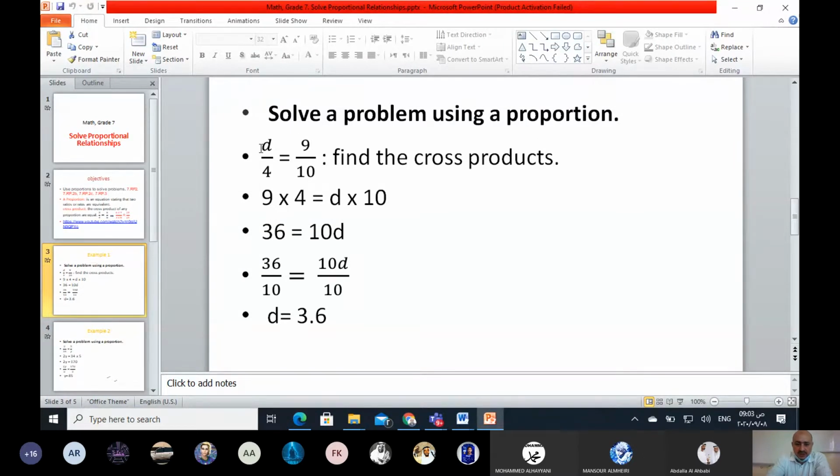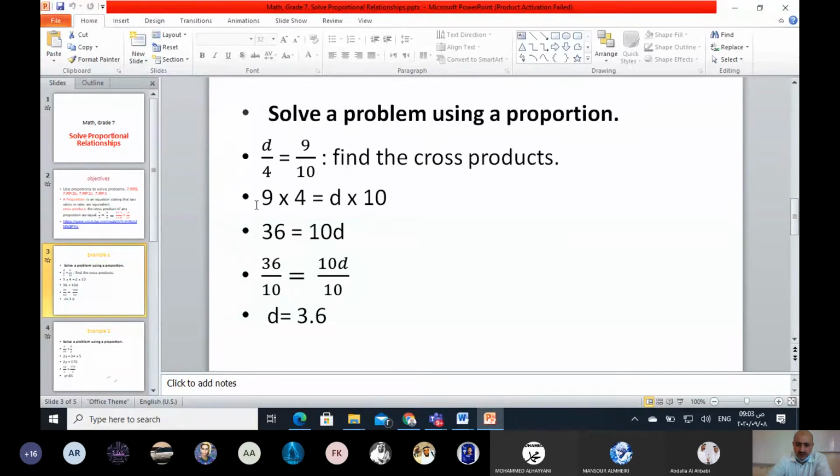What do I do to find the value of D? Here we have the missing number, the variable. To know the value of D, find the cross products. Take 9, multiply by 4, equal, then take D, multiply by 10. So 9 times 4 equals D times 10. Now, as you see, we have an equation.